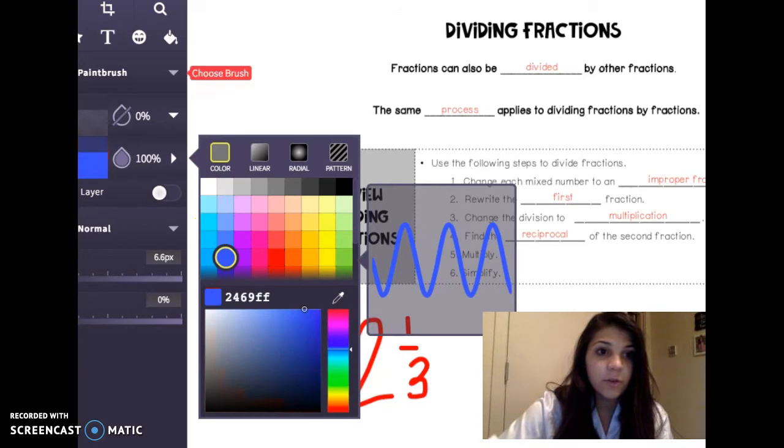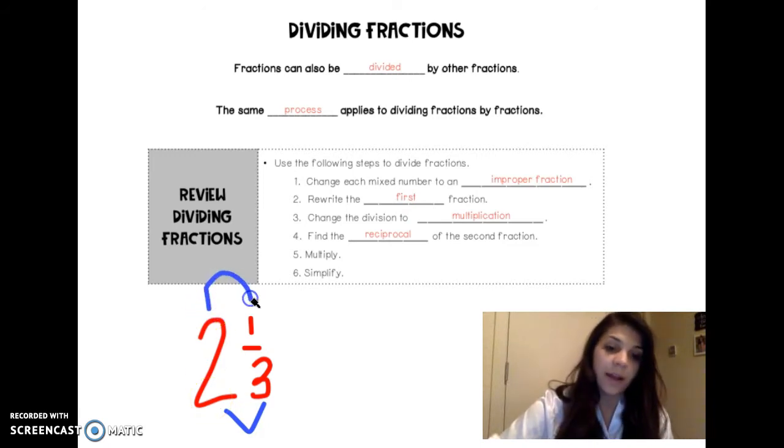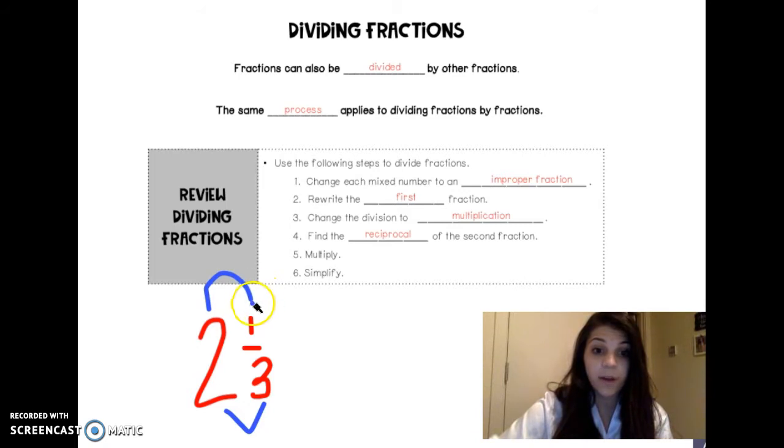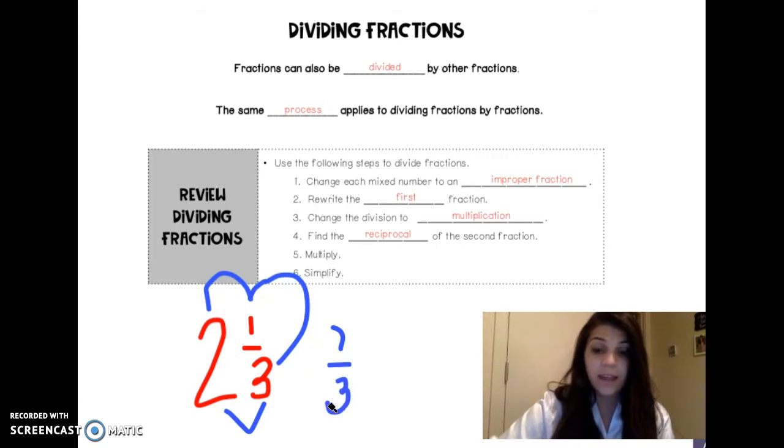So basically what you do is you multiply your denominator by your whole number. 3 times 2, which we know is 6, and then I add my numerator, which is plus 1, so that's 7, over the number 3. So when I change this mixed number to an improper fraction, I get the number 7 over 3 as my new number. And the reason why it's improper is because our numerator is bigger than our denominator.